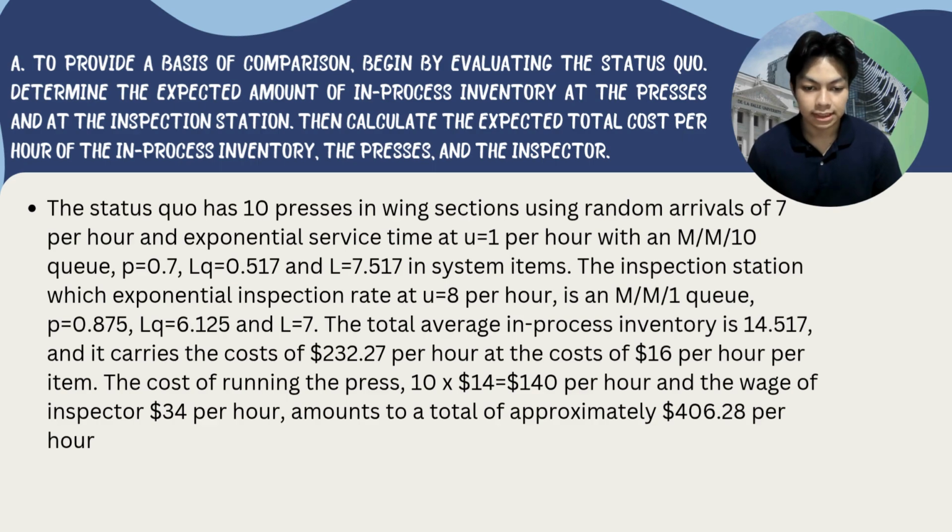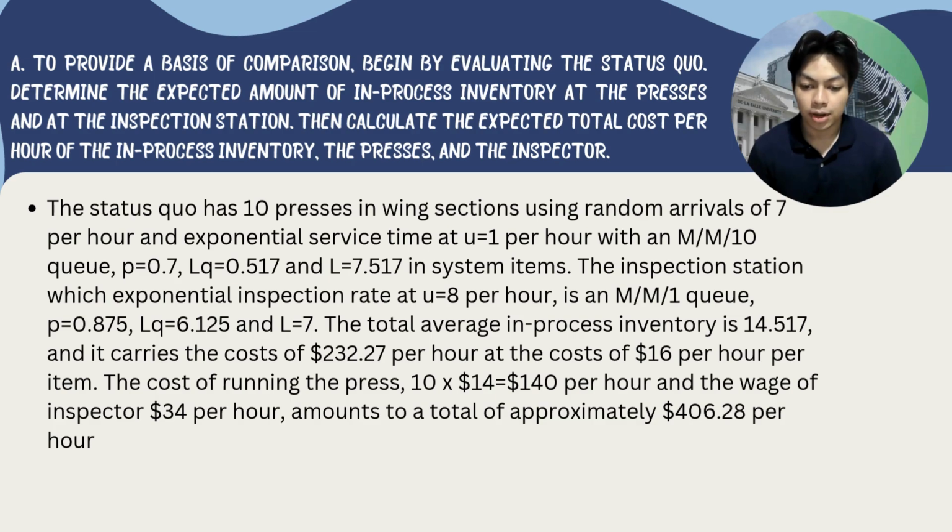So, my answer is that the status quo has 10 presses making wing sections using random arrivals of 7 per hour and exponential service time at mu equals 1 per hour, an M/M/10 queue. Rho is 0.7, Lq equals 0.517, and L equals 7.517 items in the system. The inspection station, with exponential inspection rate at mu equals 8 per hour, is an M/M/1 queue. Rho is 0.875, Lq equals 6.125, and L equals 7.